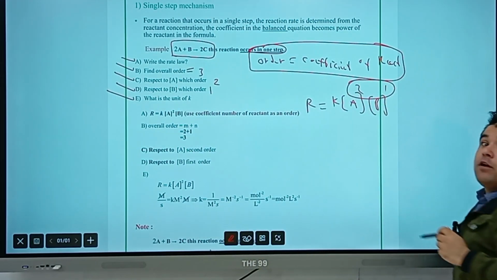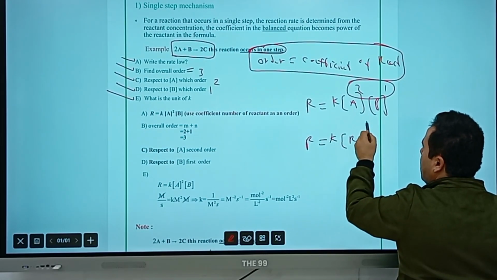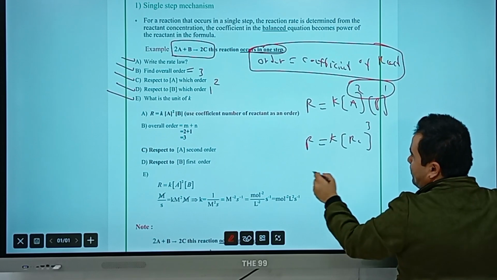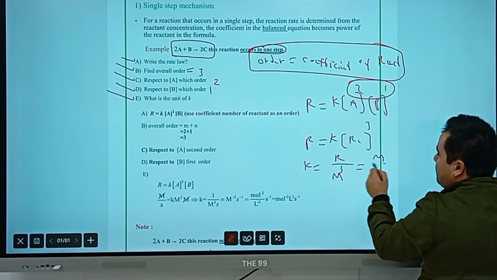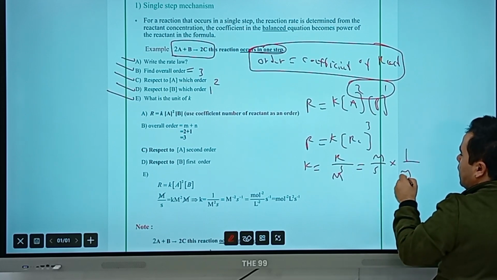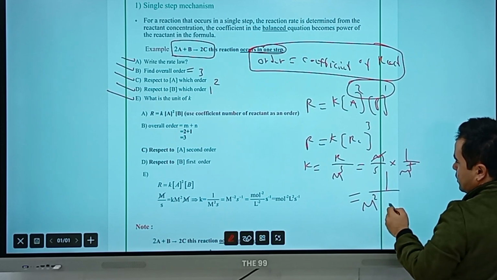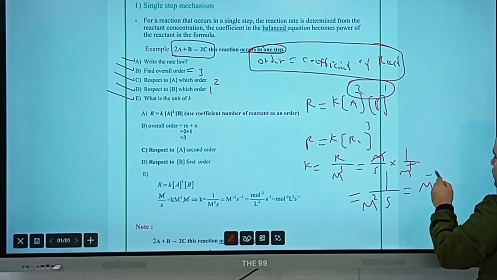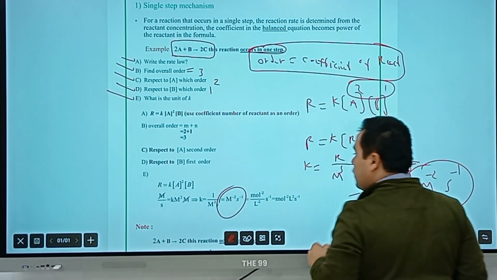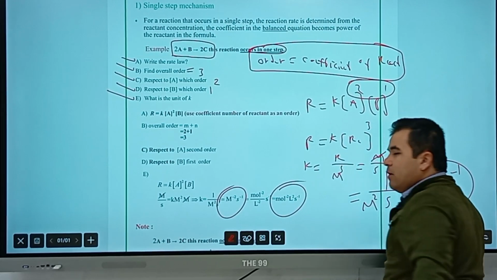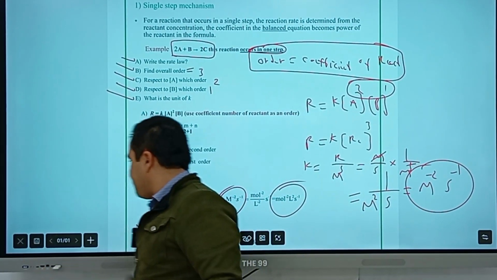The unit of K depends on the overall order, which is 3. R is equal to K reactant to the power of 3, cube. K is equal to R over molarity cubed, molarity per second multiplied by 1 over molarity cubed, one molarity cancels, and then we get 1 over M squared s, or M to the minus 2 s to the minus 1. This is the unit, or in terms of mole per liter, we can say mole to the minus 2 L squared s to the minus 1.